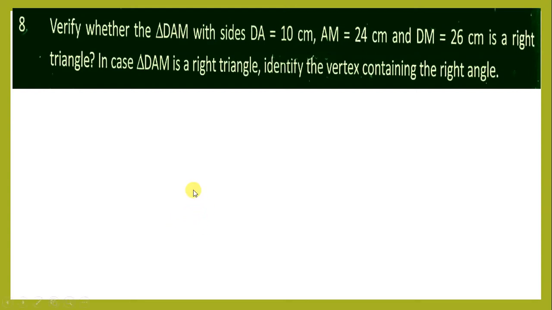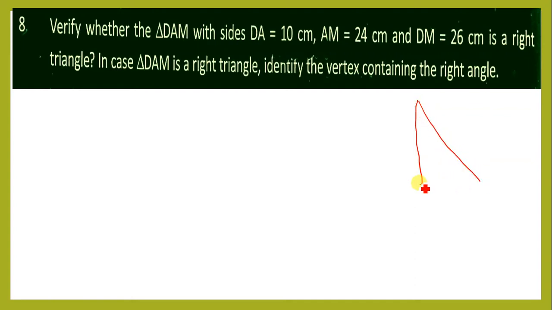Question number 8 says, verify whether the triangle DAM with sides DA 10 cm, AM 24 cm and DM 26 cm is a right triangle. You have to verify by using the converse of Pythagoras theorem. And in case triangle DAM is a right triangle, identify the vertex containing the right angle. So very first we'll draw the figure or the diagram.